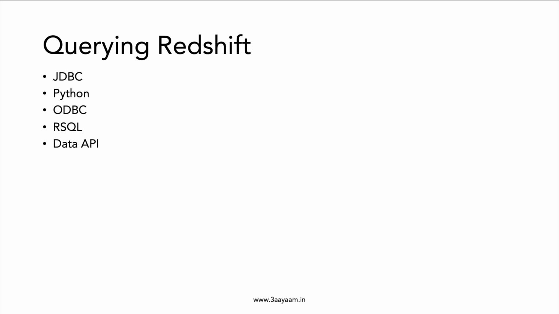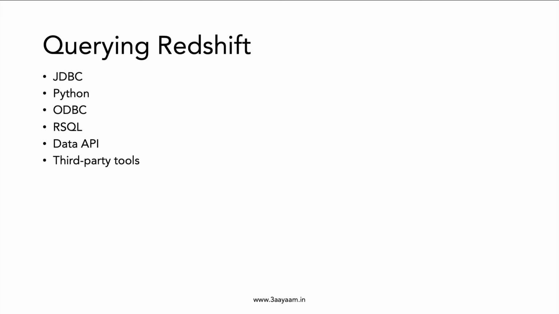Then we can use Redshift Data APIs. Data APIs are essentially querying Redshift using API calls. So you do not have to make a connection to the database. You do not need any database connection as such. Instead of making a connection to the database, you will use an API to query data out of Redshift.